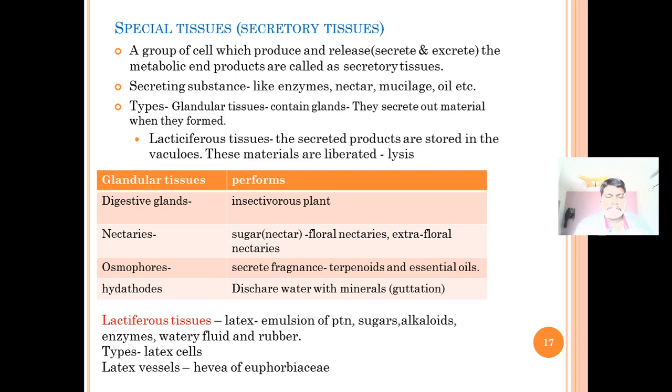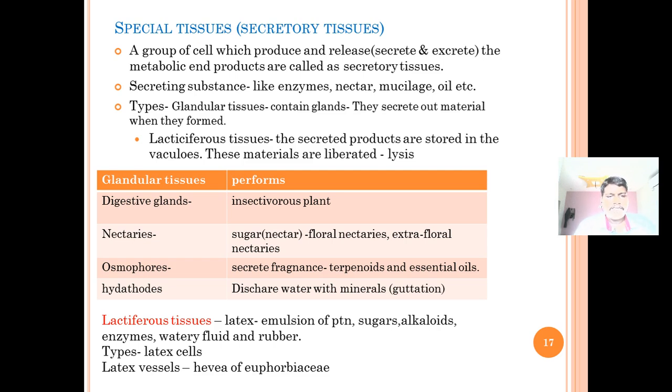Next are hydathodes. Under root pressure, some plants, especially plants of 2 to 3 centimeter height, will produce a droplet from the leaf margin. That kind of gland we call hydathode glands, which discharge water and minerals by the process called guttation.